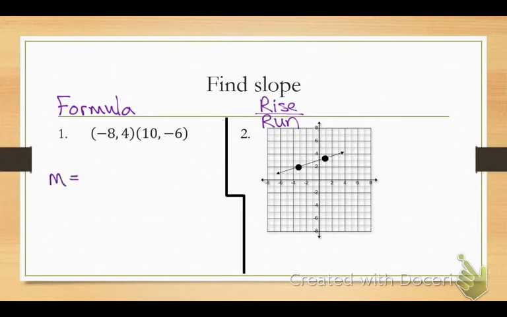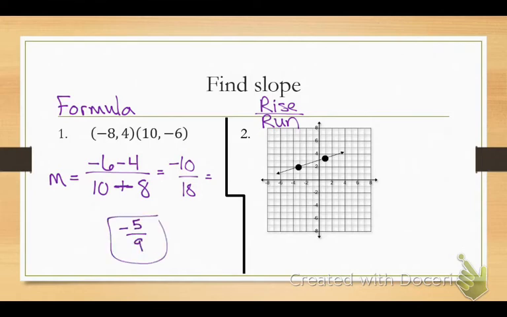m equals, say it with me, -6 minus 4 over 10 minus -8. All right, I told you when we first started learning these, you're going to see a lot of double negatives. Was I right? I mean, it just pops up all the time. Double negative is a positive, -10 over 18. But then I can reduce that, -5 over 9. Okay, slope. Who got -5 over 9? Good. I'm getting it now.